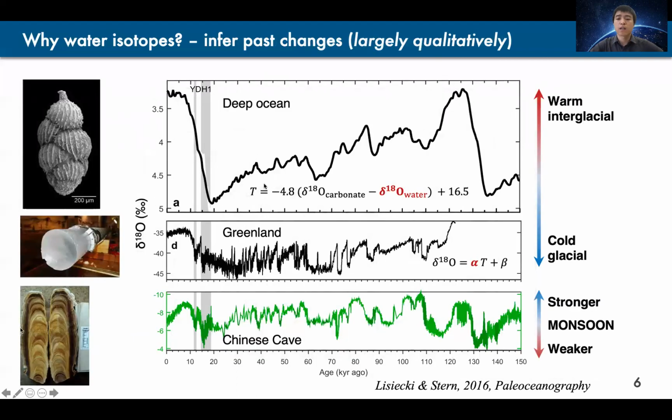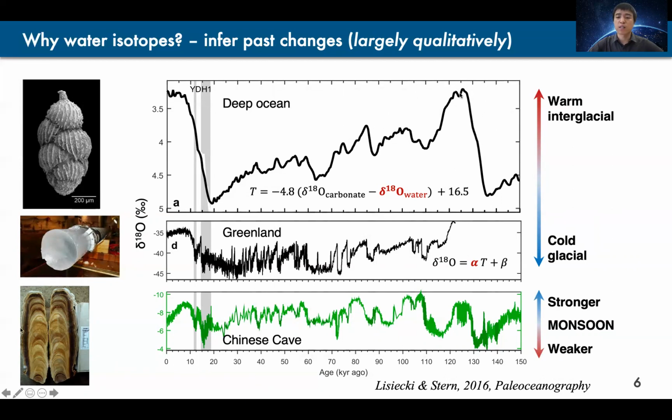Here, this slide gives you 3 time series of the delta 18O in different archives, just to show you how we can make use of those records. The top shows the delta 18O in benthic foraminifera calcium carbonate shells, which live in the deep ocean. You see this large variation, and the period is roughly 100,000 years. The interpretation is that they reflect the glacial-interglacial cycle.